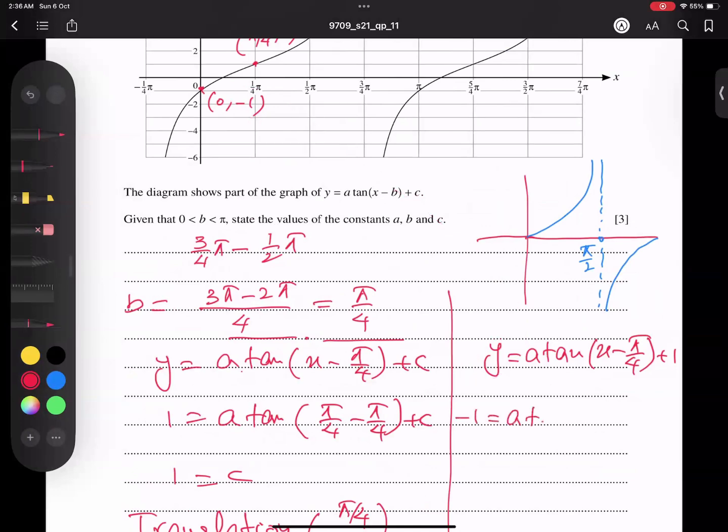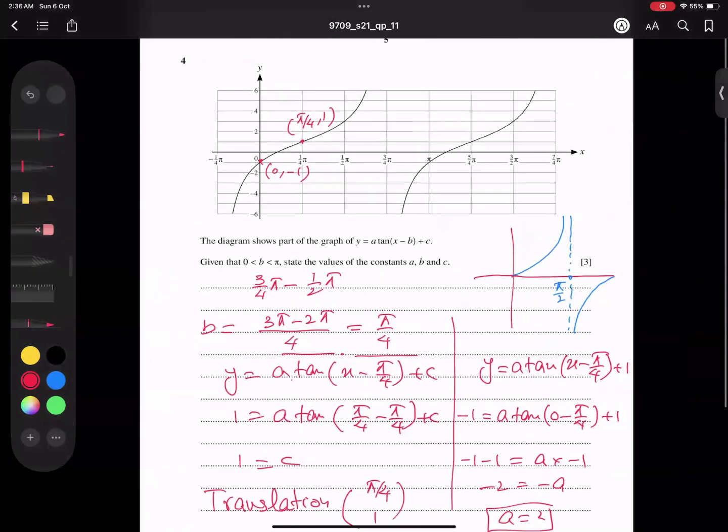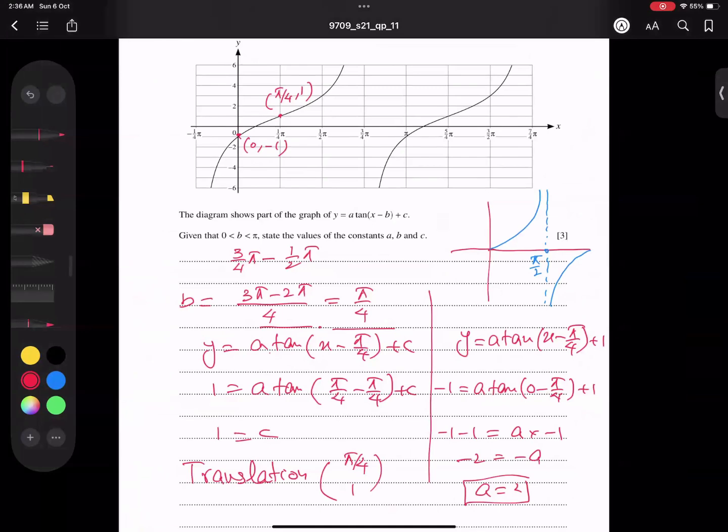A unknown tan(0 minus pi by 4) plus 1. Negative 1, this minus 1 goes there. A times, what does this come to? Negative 1. And negative 2 equals negative a, so a becomes 2. And I hope so, the concept is very, very clear.